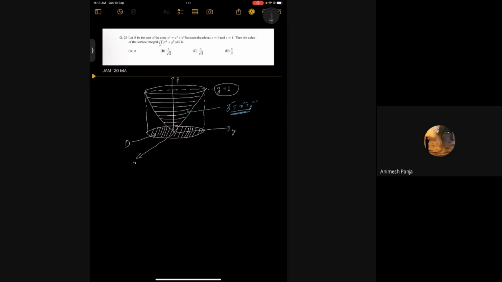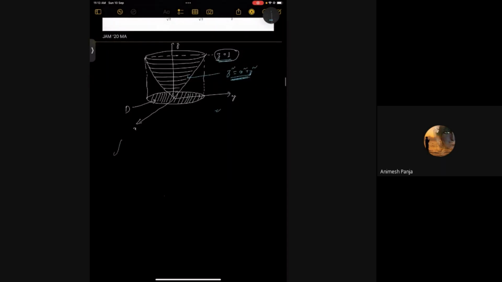And S is the part of this cone between the planes z equals 0 and z equal to 1. z equal to 0 is nothing but the xy plane, and z equal to 1, I've drawn here. If you cut it off, you get this cone itself. And we want to find the surface integral of x squared plus y squared dS over S. Finding a surface integral means nothing but integrating this function over the entire surface S. And while doing that, you'll have certain factors like square root of 1 plus z_x squared plus z_y squared. All those things will come up.